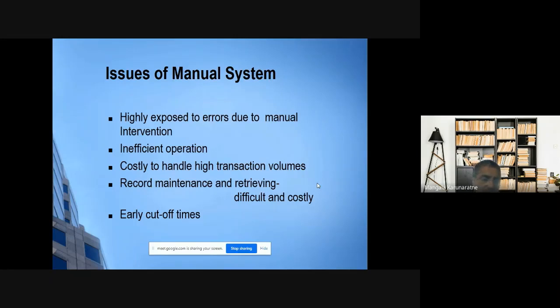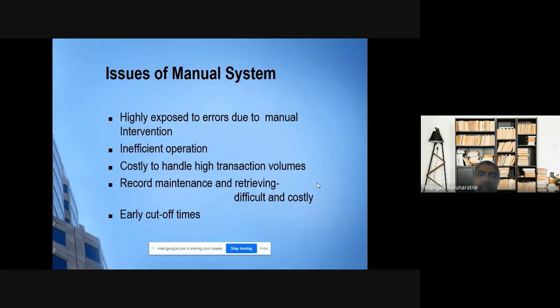So the entire transaction will get cancelled, you have to speak to the counterparty and get it cancelled, or you have to pay interest on that, or something will cost, and the cost will get added on to the already high cost, right?